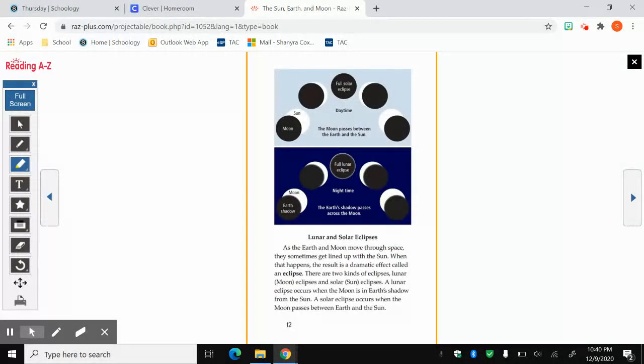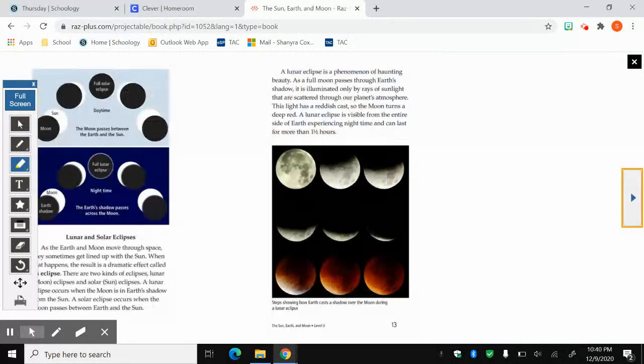Now we're going to talk about lunar and solar eclipses. As the Earth and the moon move through space, they sometimes get lined up with the sun. When that happens, the result is a dramatic effect called an eclipse. There are 2 kinds of eclipses: lunar moon eclipses and solar sun eclipses. A lunar eclipse occurs when the moon is in the Earth's shadow from the sun. A solar eclipse occurs when the moon passes between the Earth and the sun.